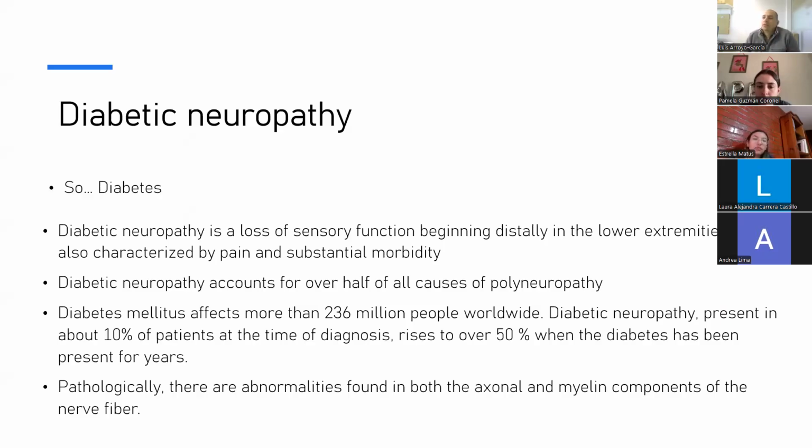So, diabetic neuropathy is a loss of sensory function beginning distally in the lower extremities that is also characterized by pain and substantial morbidity. Diabetic neuropathy is half of all the polyneuropathies that we can find.